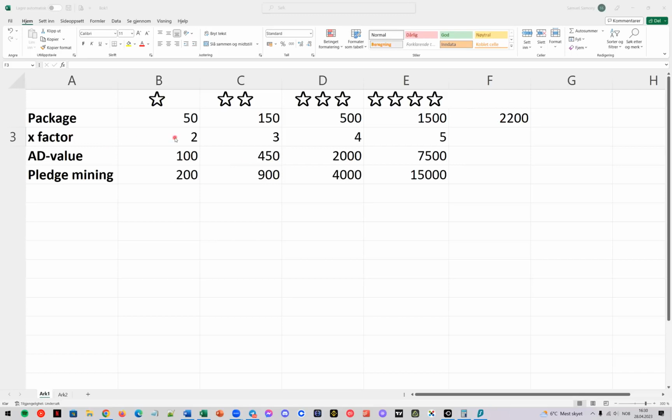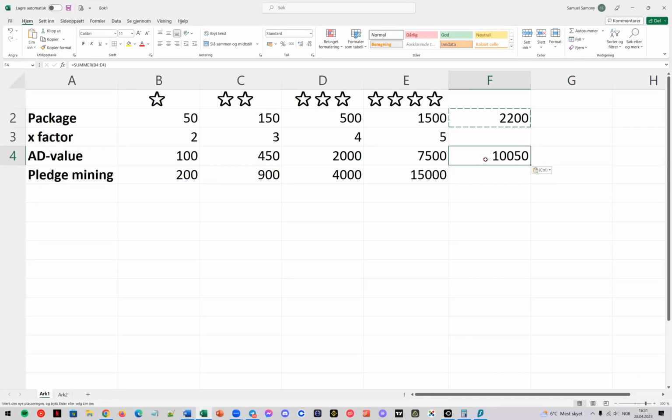Then we have the factor that we can earn 2 times the package value on a 1-star, 3 times on a 2-star, and 4, 5 times on the 3 and 4-star packages. Meaning that on a 1-star package, we have an add value, meaning we can earn $100. 2-star, we can earn $450. And on the 4-star, we can earn $7,500, which in total means an earning of $10,050.